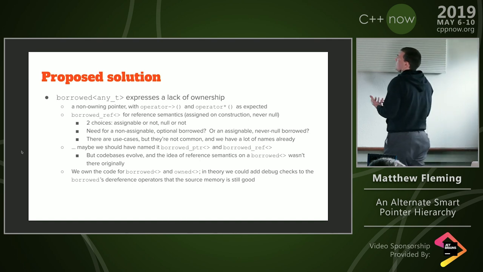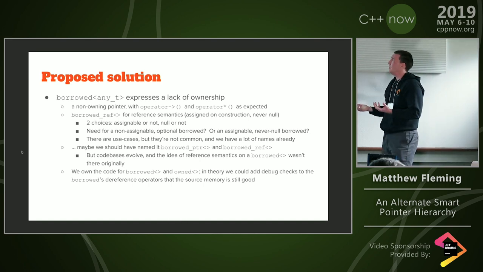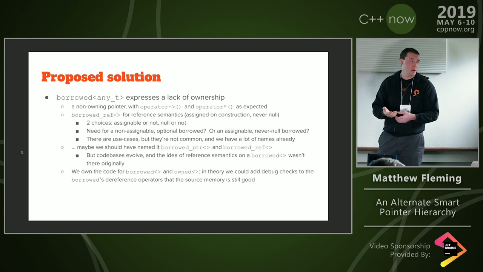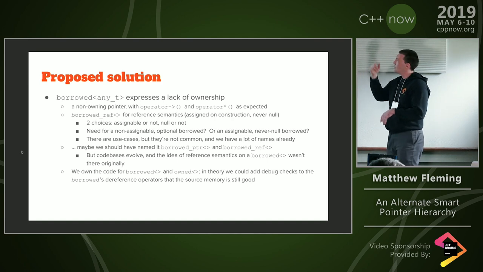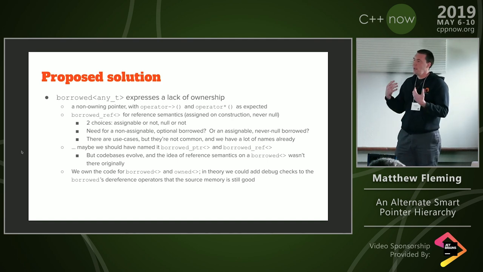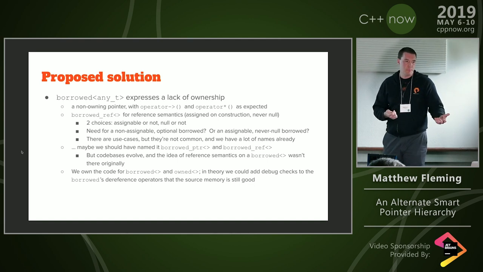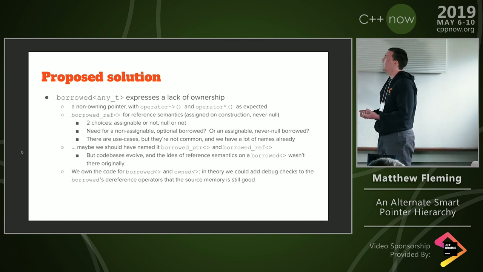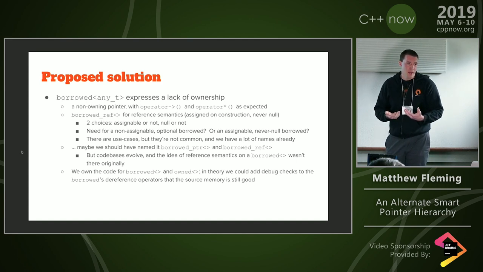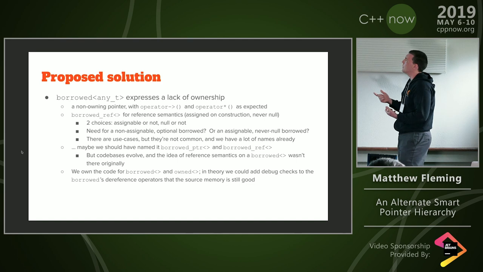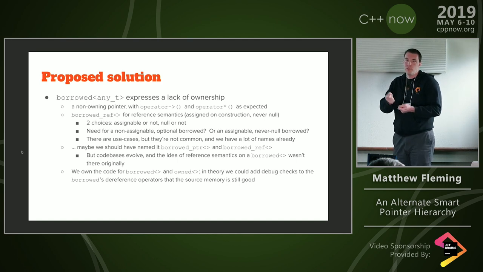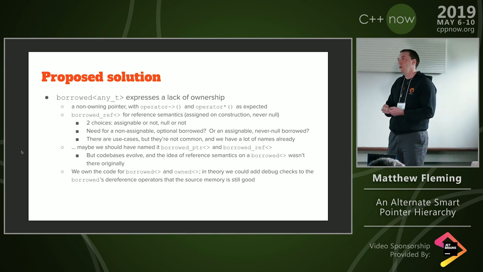So I've got borrowed. This expresses a lack of ownership. It's a non-owning pointer. It's got your dereference operator and whatever you call the operator arrow. Borrowed existed at the code base I was working on when I started there. But after having worked with it for a while, I kind of wanted something, I'm calling it reference semantics. I think that's not the right word. But I want this idea that I can construct this non-owning pointer. I have to give it a value when I construct it, as opposed to leaving it uninitialized. And I also want this idea that I can't override it once I set it.